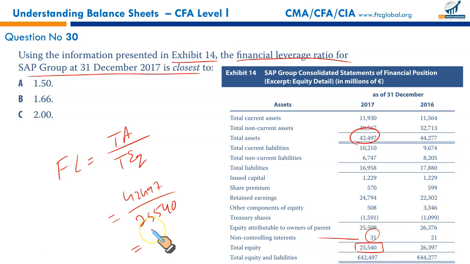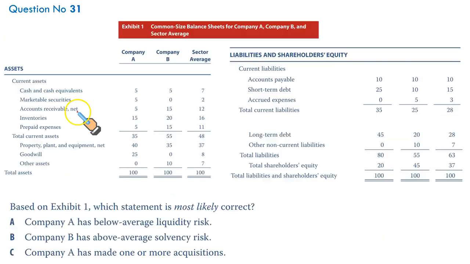So dividing this 42,497 by 25,540 will give you 1.6639, which is approximately 1.66. B is the right answer.